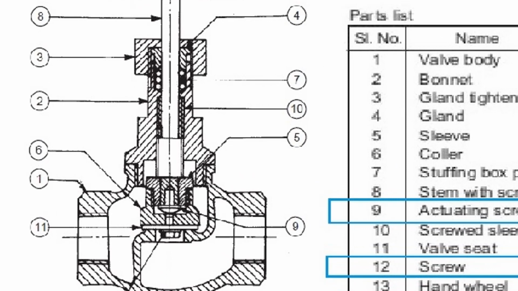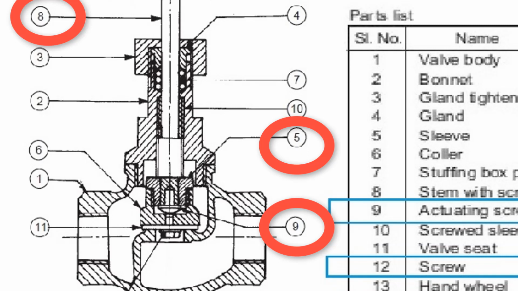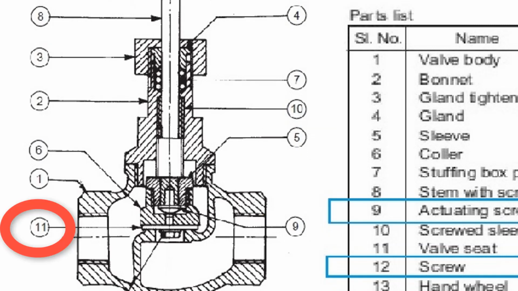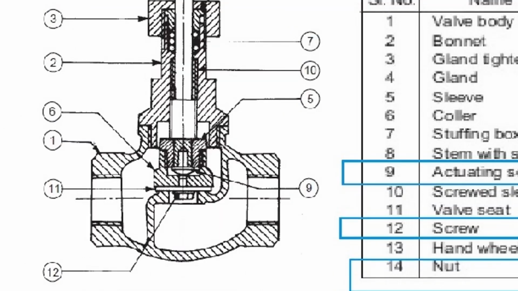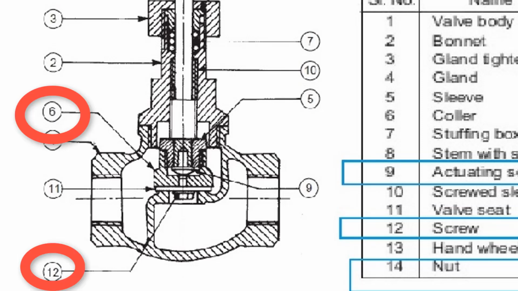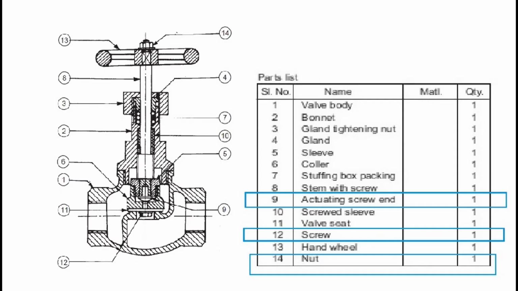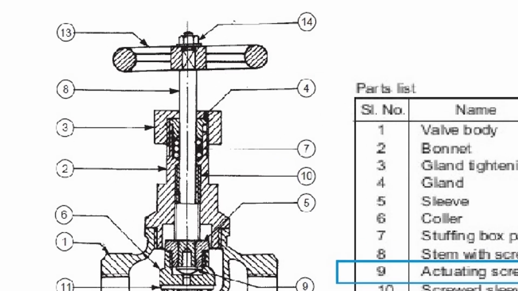The sleeve number 5 is mounted on the stem 8 by the screw 9. Valve seat 11 is attached to the collar with number 6 with the screw 12, and the collar 6 is screwed on the sleeve number 5. We are going to just complete the valve assembly.